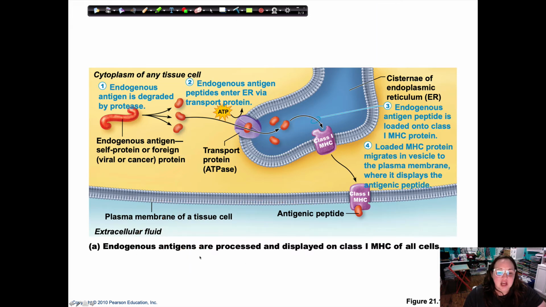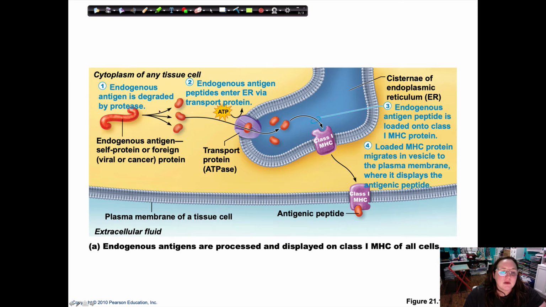These are the endogenous antigens. So this is what your normal cells would do. In your normal cells, you would have your own body creating a class 1 MHC protein with a self-antigen on it. But when an endogenous antigen comes in, like this might be a virus or a bacterium or cancer, normally it's virus and cancer, okay?